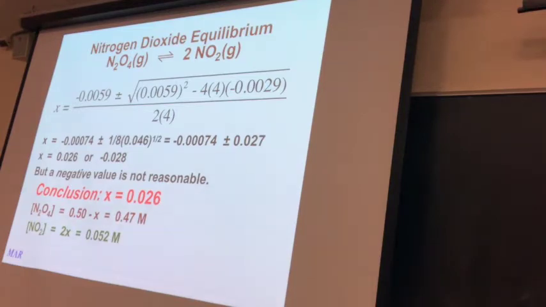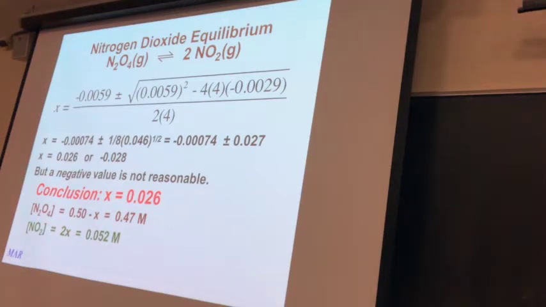And this is the magic x that I talked about earlier, because this x will allow us to find the N2O4: 0.50 minus this number, we're going to have 0.47 moles per liter N2O4. And then 2 times x will be the NO2, so 2 times this number, 0.052.